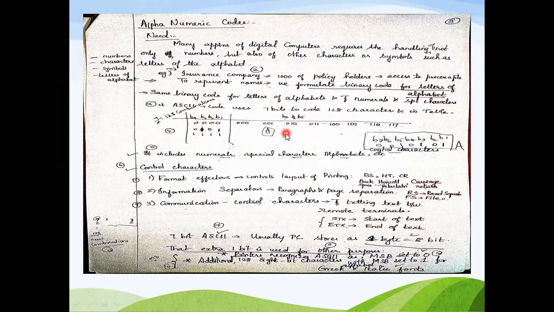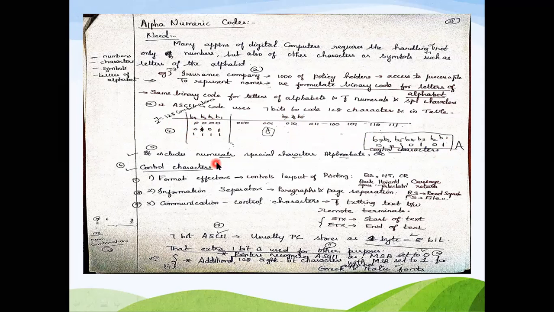and B7. For example, if we want to find the ASCII code for the capital letter A, it is placed at this bit position. B1, B2, B3, B4 corresponds to 0101, and B5, B6, B7 corresponds to 100. When you combine all those bits, we will get the ASCII code for A.